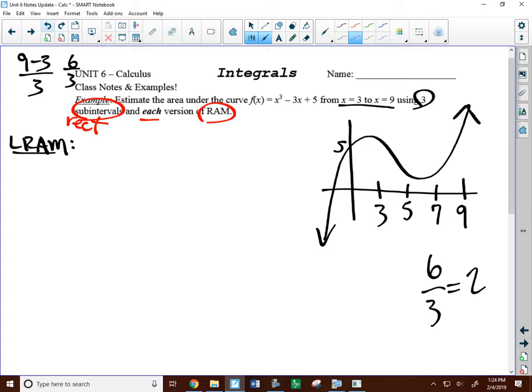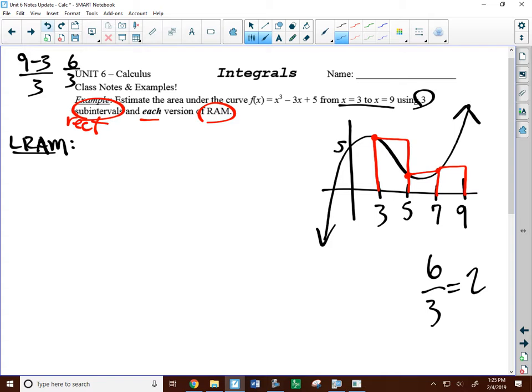Okay, so here's a quick illustration of what this one would look like for left RAM. I would go to 3 and use the left endpoint for height. The next one I use right here, starting at 5. And the next one will be right there at 7. I just make heights there. Again, you don't have to have that. I'm just showing you what it looks like.